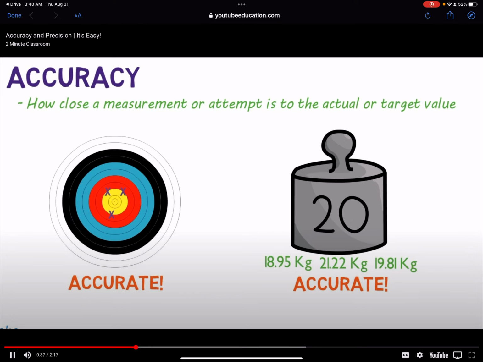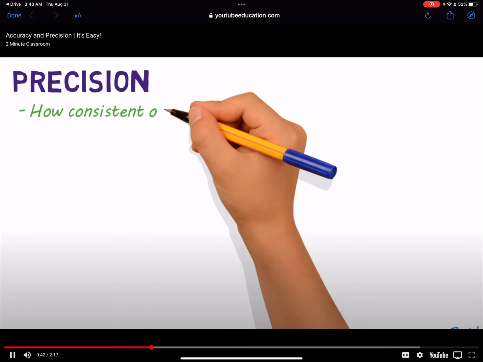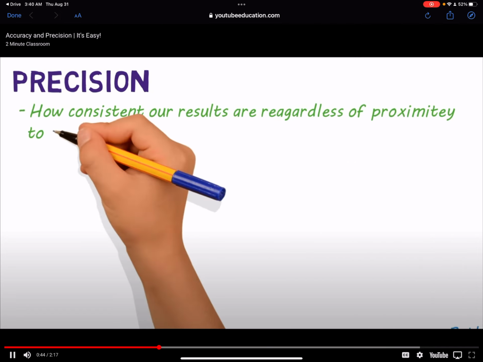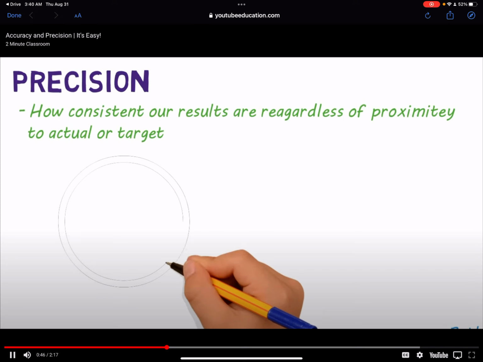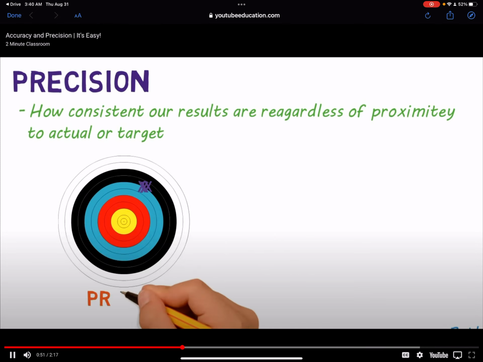Now let's jump to precision, and then we'll bring it back together. So precision refers to how consistent our results are, regardless of how close to the true value they are. Using our target example, if we hit this area of the target on every shot, then we are precise.